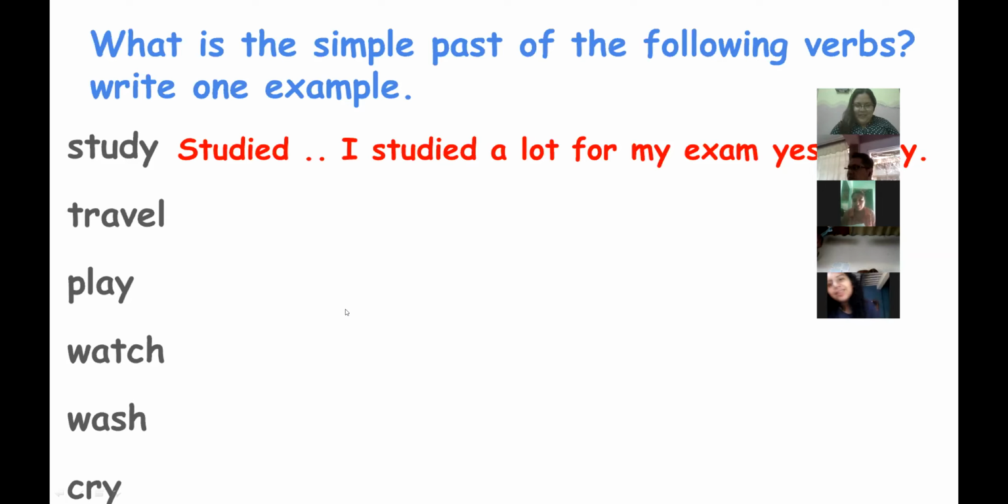Okay, Abby, the pronunciation, repeat with me. Played. Watched. So you don't say watch it, but you say watched. The other one, washed. Make the sound of the letter T at the end. Washed, watched. And for cry in the past, cried. Work on the pronunciation of verbs in the past. Thank you, Abby. Very good job.